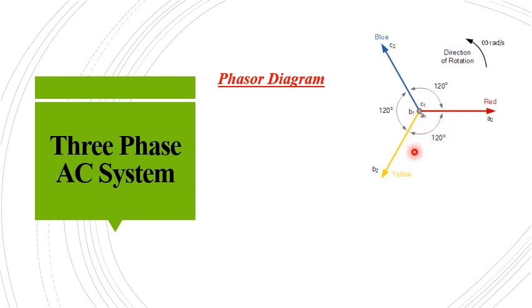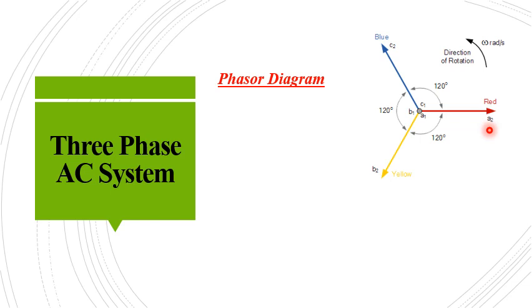The gap is 120 degrees. Then the VB phasor is lagging the Y phasor by 120 degrees, or in other words, it is leading the R phasor by 120 degrees. So it is drawn upward. So this is the phasor diagram of the 3-phase AC system.